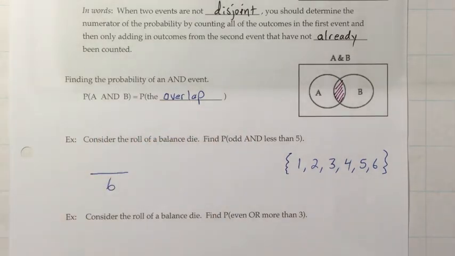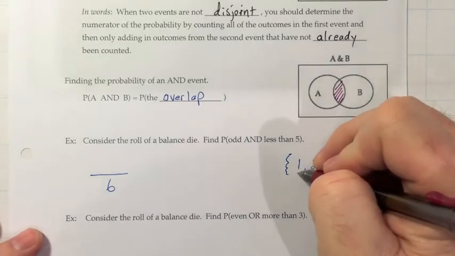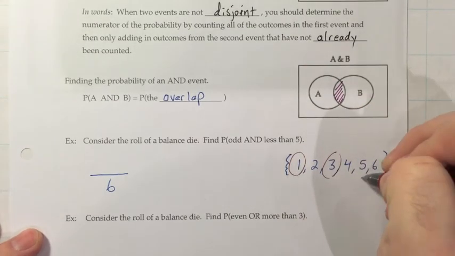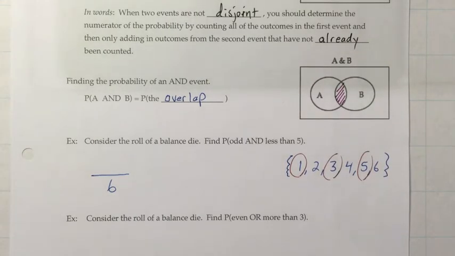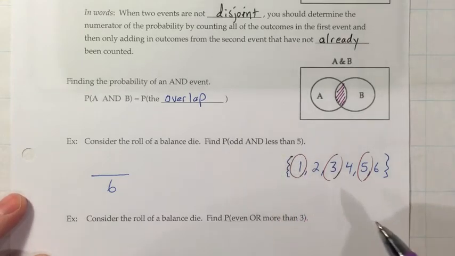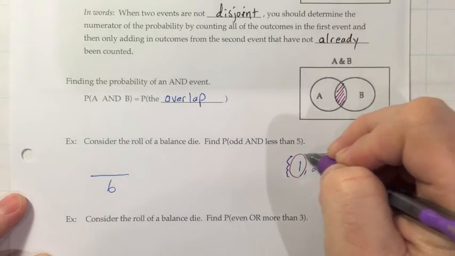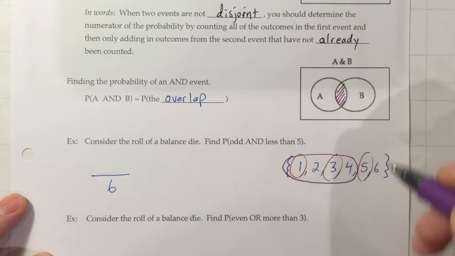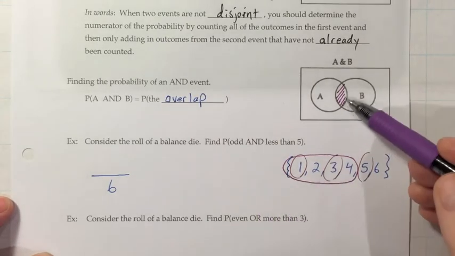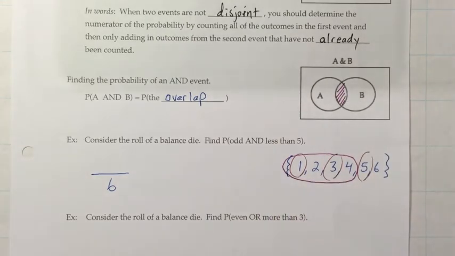But now for the numerator, when it's an AND, you only want to count the overlap. So let's do the odd numbers, 1, 3, and 5. And then let's do the ones that are less than 5. The words less than are not inclusive, so that would just be 4 and down. But it's an AND, so we want the overlap. So we want things that are circled in this maroon and also circled in the purple.